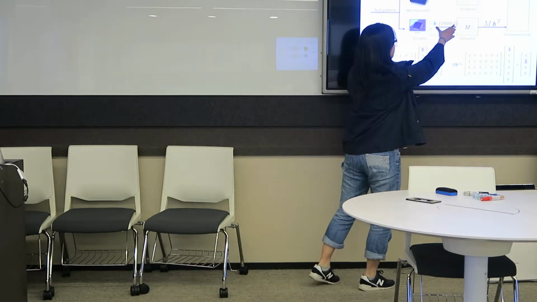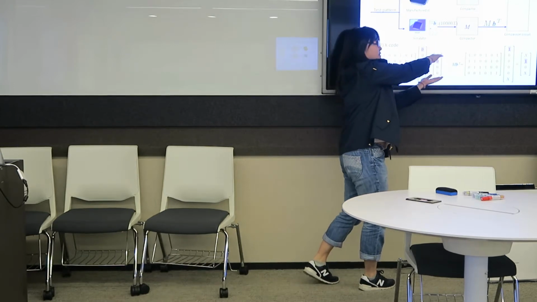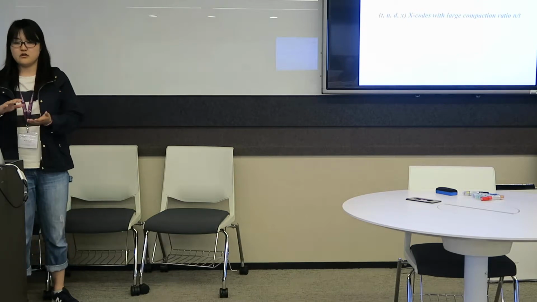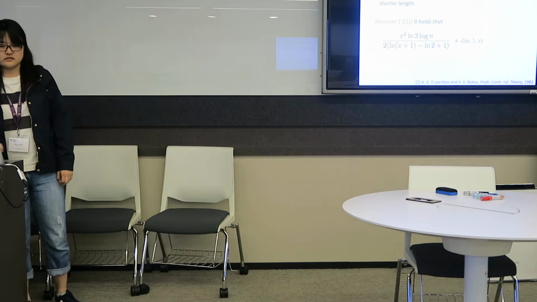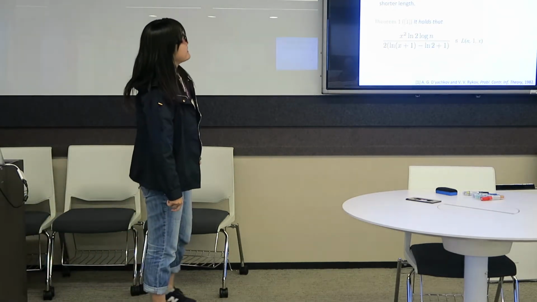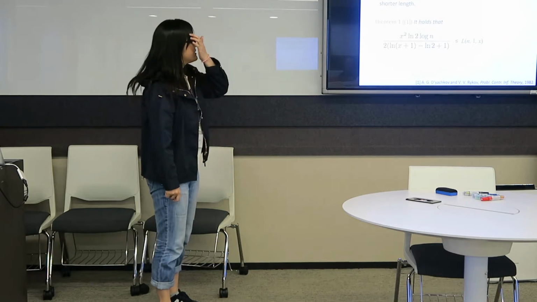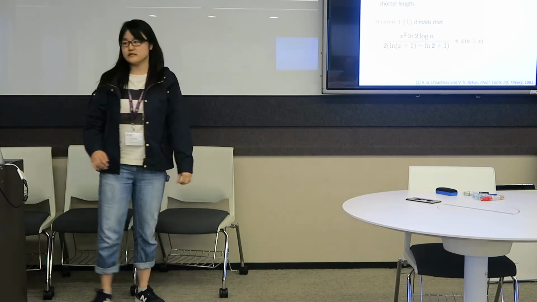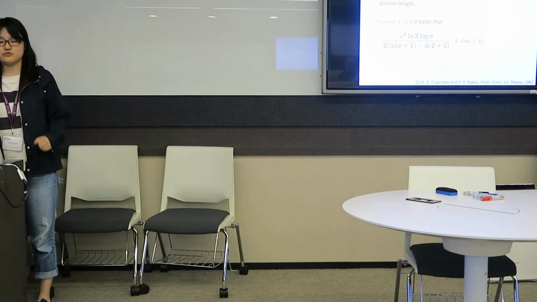This output is shrunk into T bits. So we want a T, N, D, X X-code with a large compaction ratio n over T. So we want a matrix with the smallest number T of rows for given N, D, X. Let L of N, D, X be the length of code word of a T, N, D, X X-code, such that no T', N, D, X X-code has a code word of shorter length.